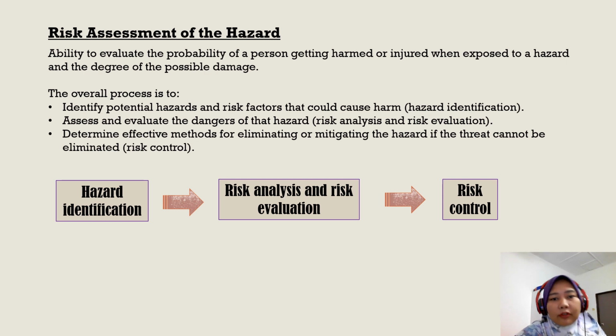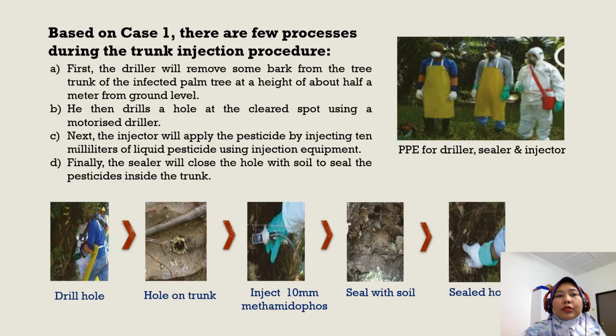Thank you, Imelda, for the presentation. So I'm going to continue on the risk assessment of the hazard. As we know, hazard has a close relationship with risk. Risk is a measurement to analyze and evaluate the hazard. So in this, there are three processes, which are hazard identification, risk analysis and risk evaluation, and also risk control.